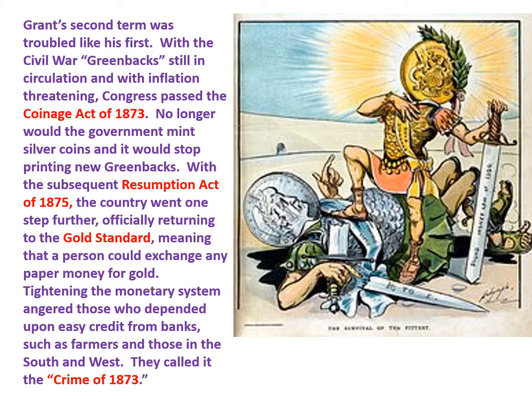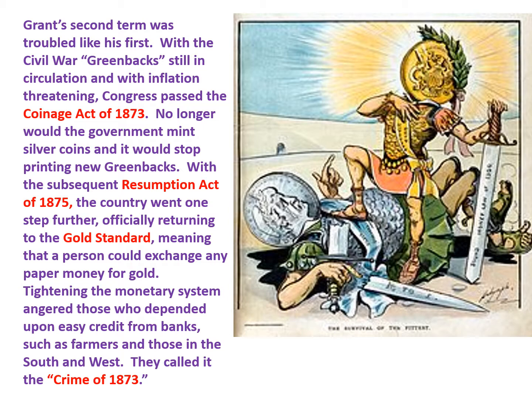No longer would the government mint silver coins, and it would stop printing new greenbacks. With the subsequent Resumption Act of 1875, the country went one step further, officially returning to the gold standard, meaning that a person could exchange any paper money for gold. Tightening the monetary system, which all of this did, angered those who depended upon easy credit from banks, such as farmers and those in the South and the West. And they called all of this the Crime of 1873.